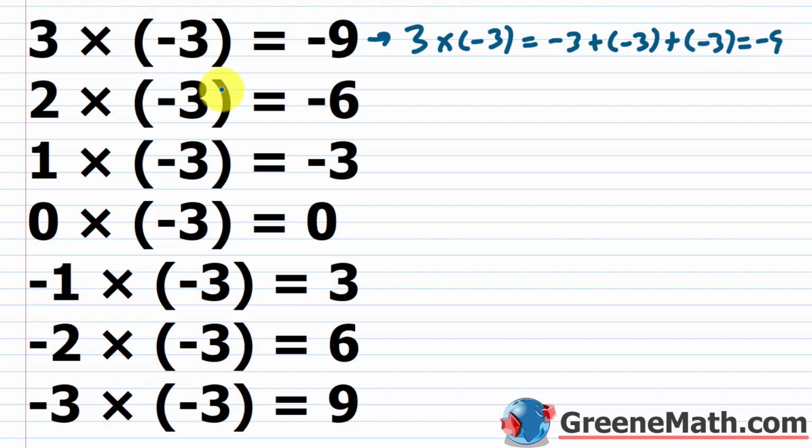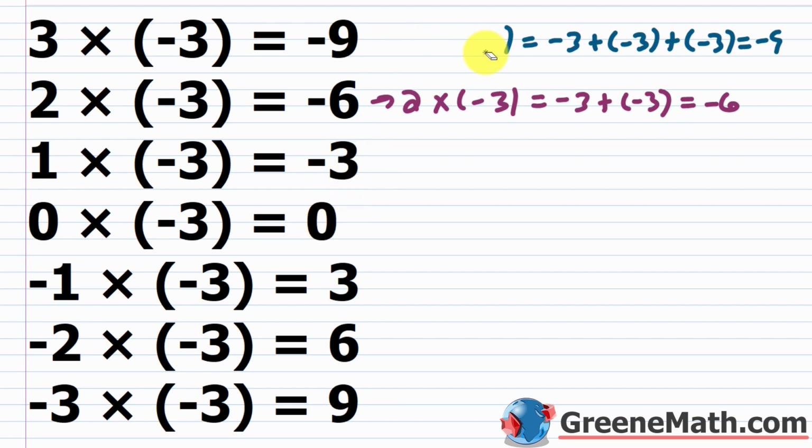Now, looking at this pattern, as we decrease this factor on the left by 1, so in other words, now this is going to be a 2, what's going to happen is the product here is going to increase by 3. So this 2 times -3 is equal to now only -3 plus -3. And so this would give me a -6. So I've increased by 3. Now, if I go to 1 times -3, I'm increasing by 3 again, right? So this is -3. And the pattern just continues. So now this goes to 0 and this goes to 0. So I'm increasing by 3.